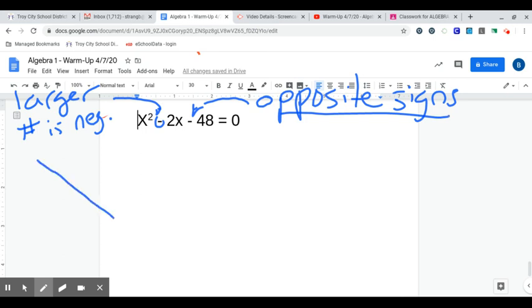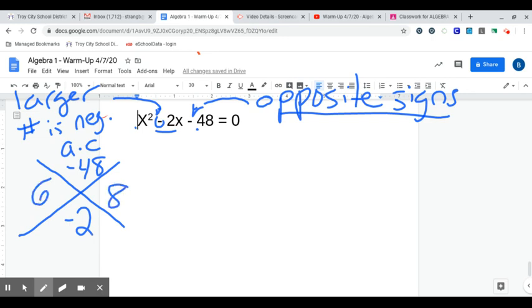So again, we're going to do the x for our AC method. A times C, we have 1 times negative 48 gives us negative 48. So factors of negative 48 that add up to a negative 2. All right. So you could run through all the factors of 48, but 6 times 8 is going to be 48, right? So 6 times 8 is 48. Now they're opposite signs, and they have to add up to negative 2.